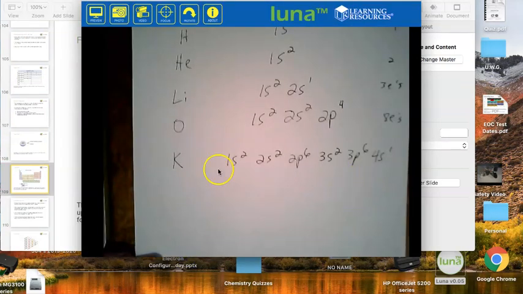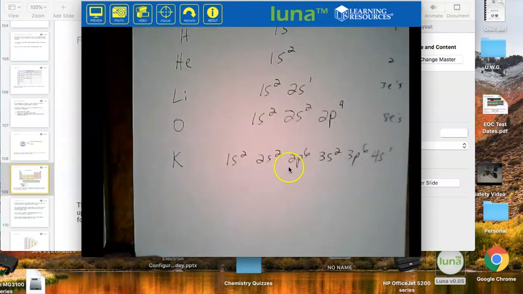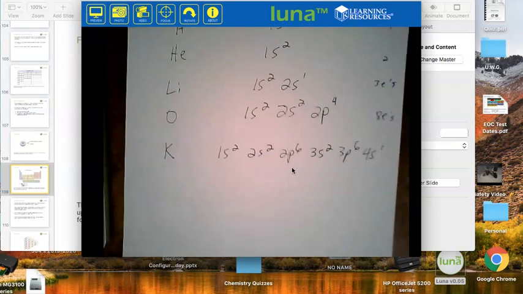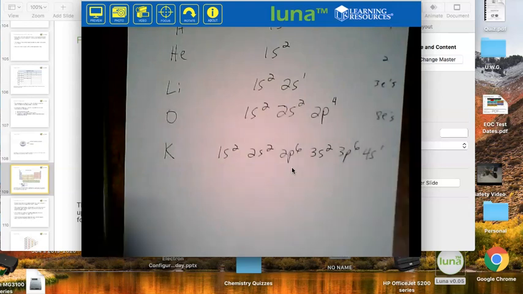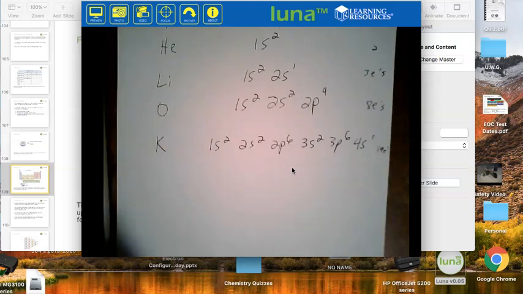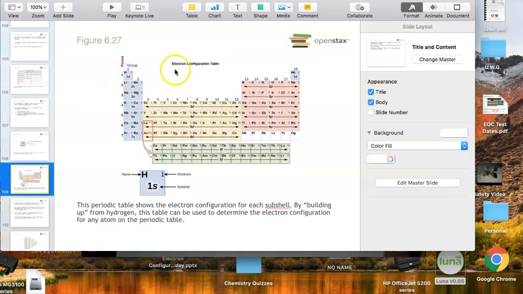Okay, so let's see, with potassium, if I add up all the superscripts, I should have the number of electrons associated with potassium. 19 electrons is what I count. So you don't have to count, this is just a way to double check. But anyways, the way you go about this is just starting with hydrogen, you go all the way through, counting in the order of the atomic numbers, 1, 2, 3, 4, until you get to the point where you're stopping at the element that you're interested in.